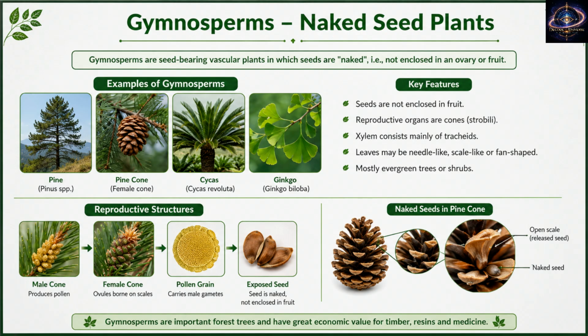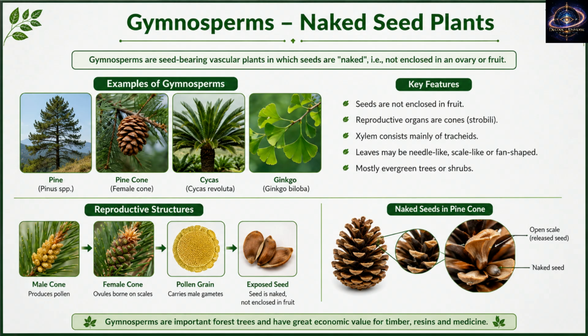Q3. Give examples of green algae. Chlamydomonas, volvox, ulothrix, spirogyra, and chara. Q4. What are the three classes of algae? Chlorophyceae, phaeophyceae, and rhodophyceae.